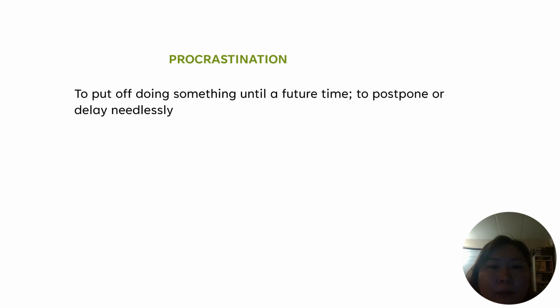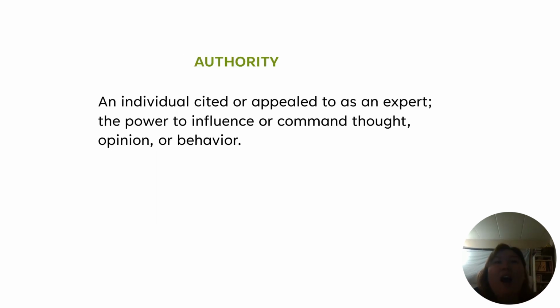Procrastination is to put off doing something until a future time, or to postpone or delay needlessly. Authority is an individual cited or appealed to as an expert, with power to influence or communicate thought, opinion, or behavior. Authority is like an influencer on Instagram or in a classroom.